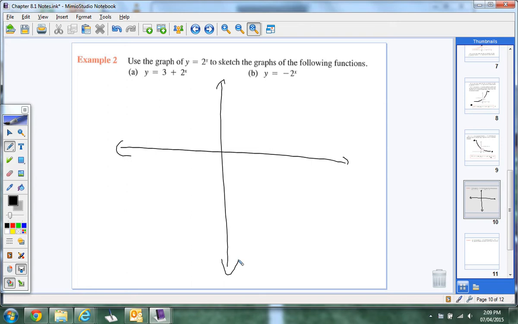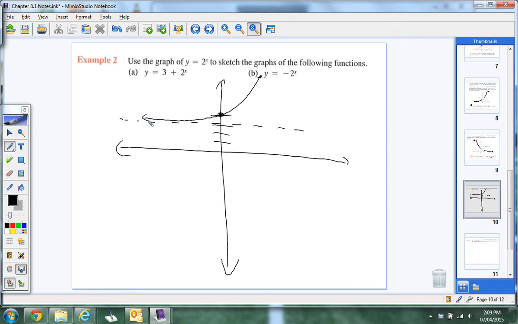Yeah, everything shifts up 3. So we know it's supposed to cross at 1, but with this guy it's going to cross at 4. Very good. So then what is essentially 3 plus 2 to the x's horizontal asymptote then? Like what's it approaching? Not approaching 0 anymore. Approaching 3. Good. It's going to go like this, right?